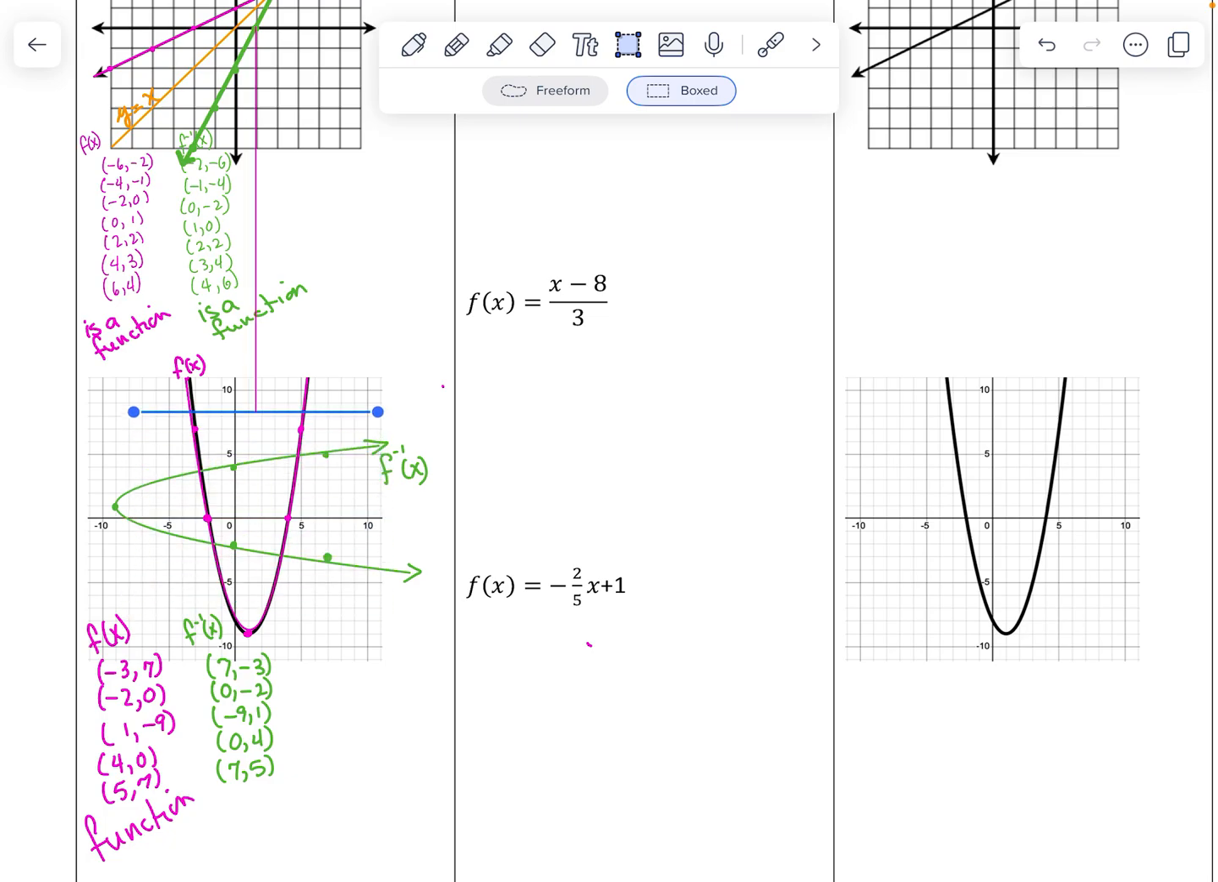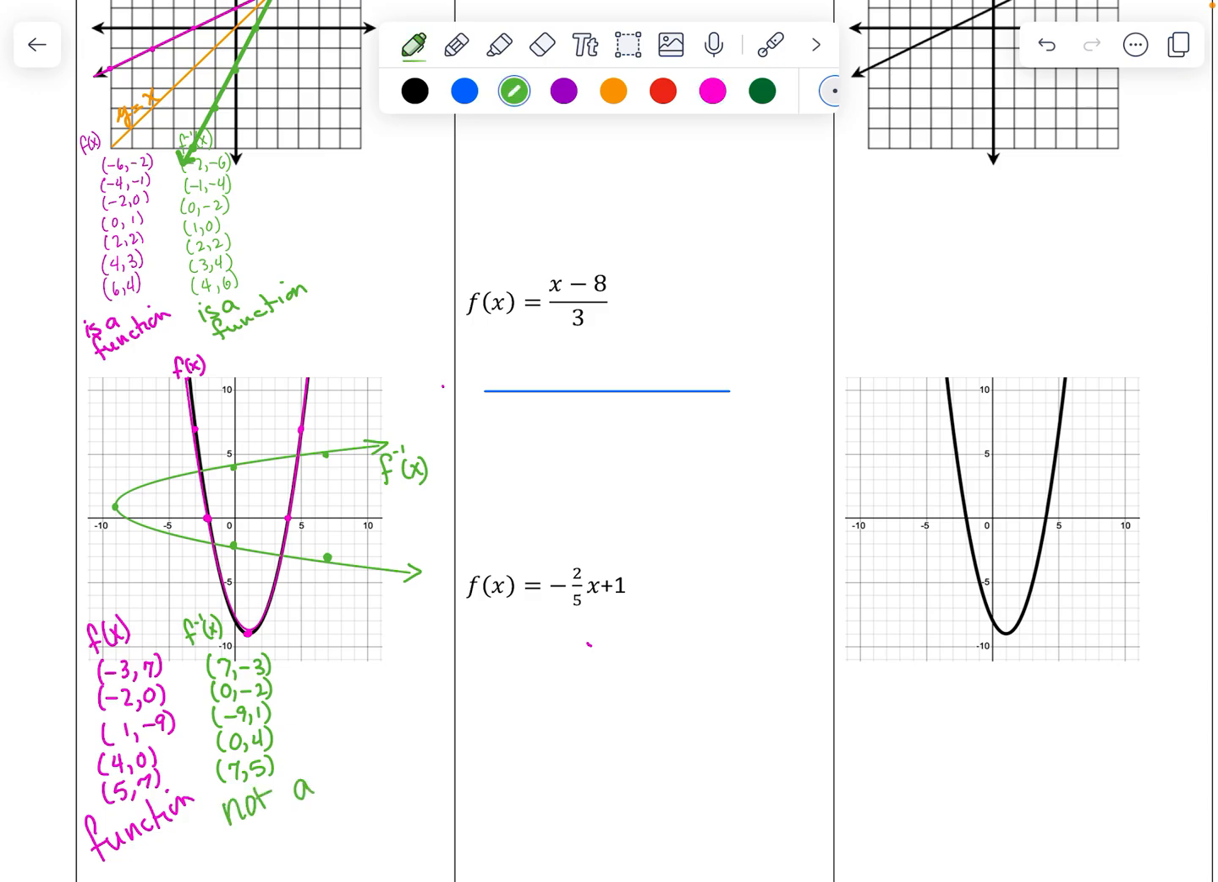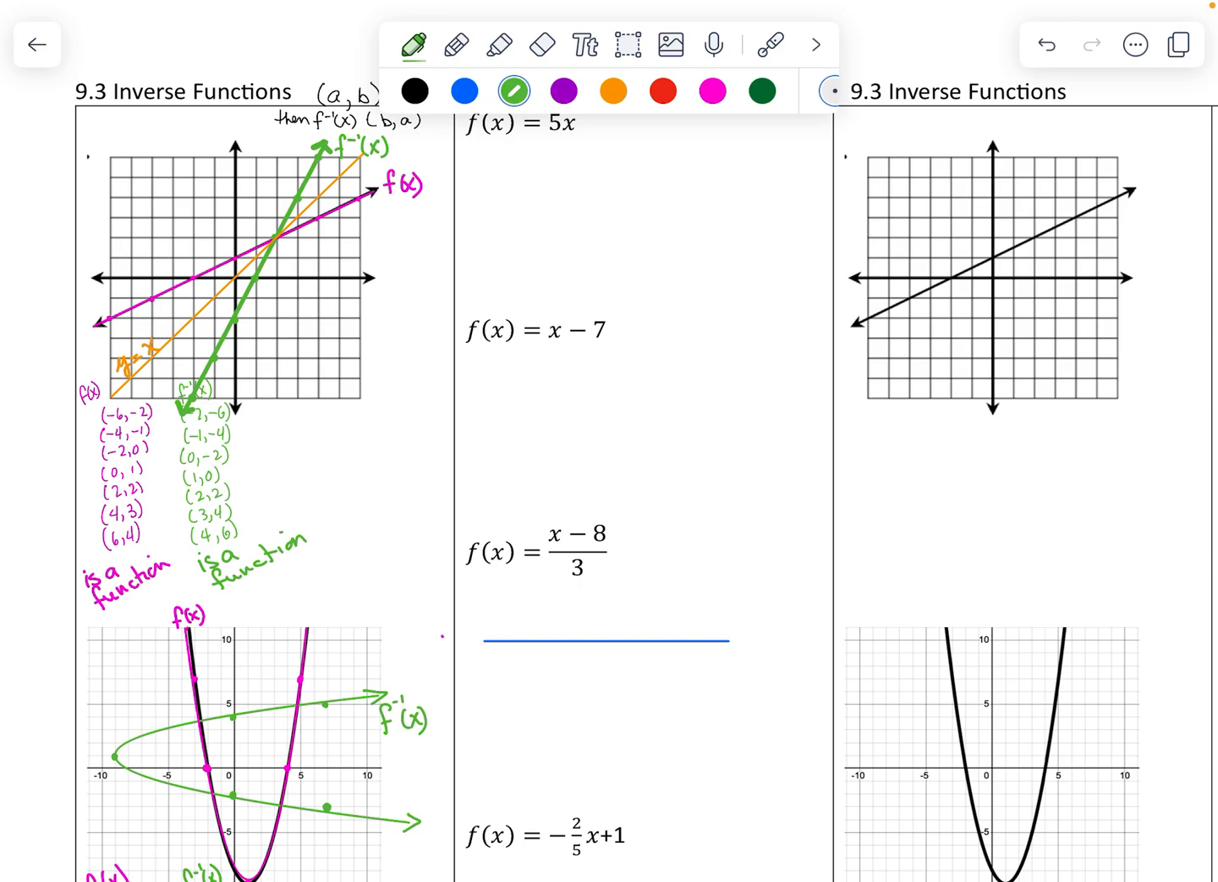So if you don't have a graph of the inverse, you can take the graph of the actual function and run a horizontal test. And if it fails the horizontal test, then its inverse is not a function. And so we can test that with this picture up here also.